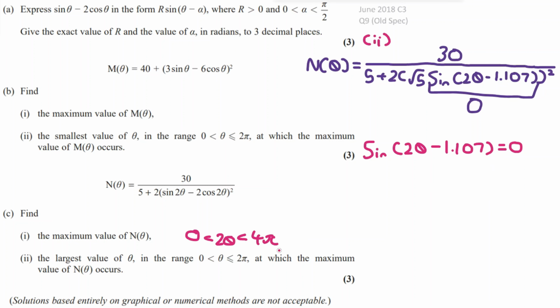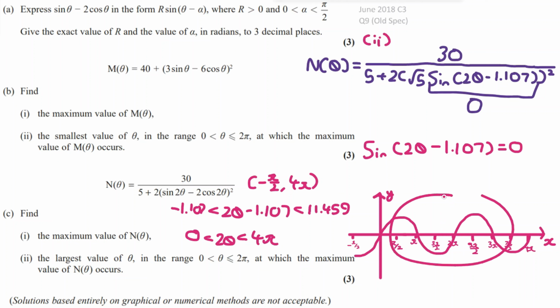Then if we subtract 1.107 from everything, this is going to become 2 theta minus 1.107, and this is going to become minus 1.107, and this is going to become 4 pi minus 1.107, which if you put into a calculator is equal to 11.459. If you need a reminder of how to solve trigonometric equations like this, go back to the harder trigonometric equations video. So we're just going to treat this like a trigonometric equation and solve it.